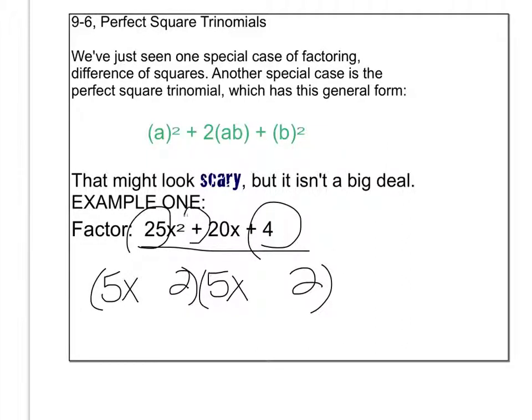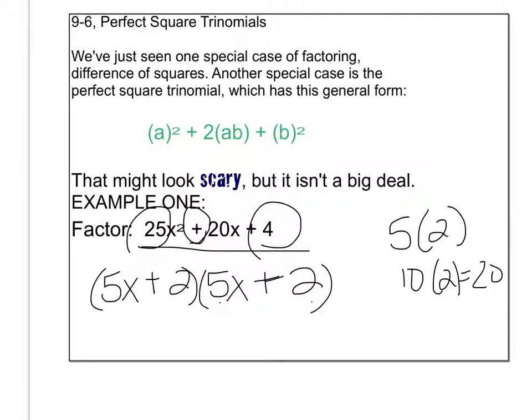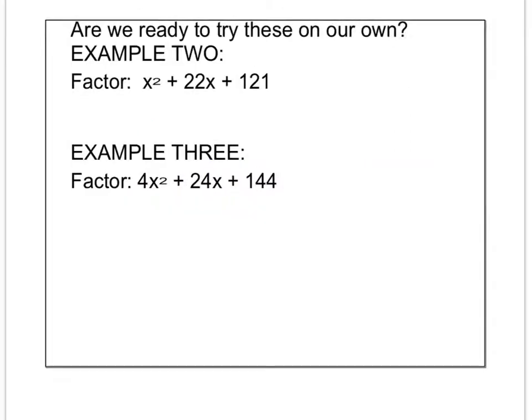So if you look at the middle, you see how there's a plus sign in between? We're actually just going to put plus plus. This just means that when you take that 5 and that 2 and you multiply it, you get 10. If I double that, you then get 20, which is that middle term, 20x. So let's look at another one.